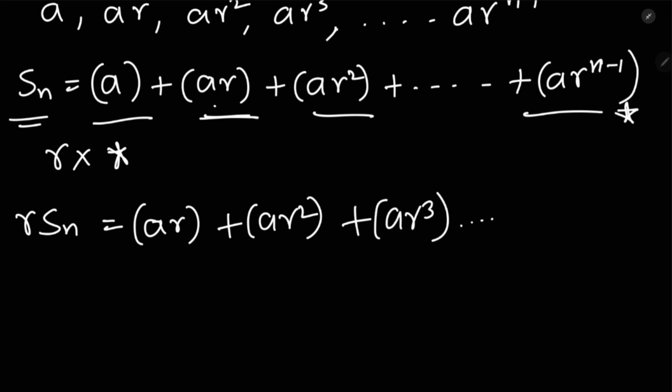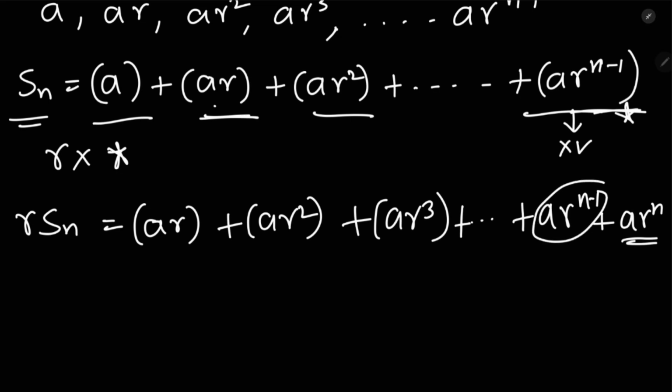and we will go till the last term. The second last term will be a into r power n minus 1, and the last one will be a times r power n. So when we multiply this by r, we get the last term, and this is the second last term because here it will be a times r power n minus 2, right? So multiplying that by r will give us the second last term, this.